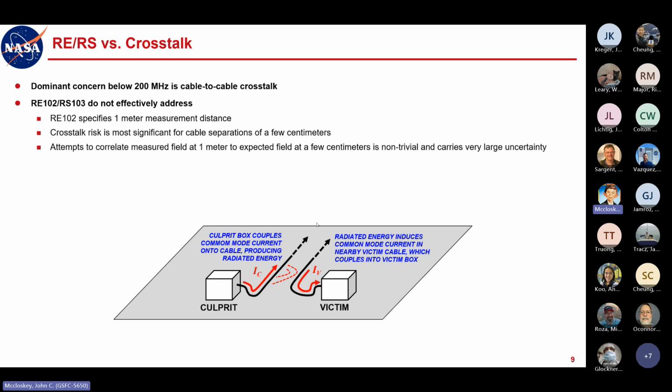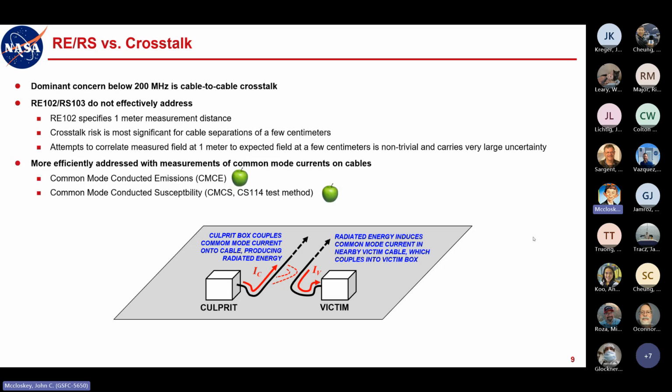That 1 meter measurement distance is not really useful to address crosstalk, because you're almost always more concerned about crosstalk for cables that are much closer together than that, on the order of a couple centimeters. And any attempt to correlate the measured field at 1 meter to an expected field at a few centimeters is really not something you should do. Non-trivial is putting it too mildly. I probably should change the chart, but it carries very large uncertainty. It's just not really a meaningful thing to do, no matter how many times people try it. So it's more efficiently addressed with direct measurements of common mode currents. Okay, and that's what we talked about in the last couple of sessions.